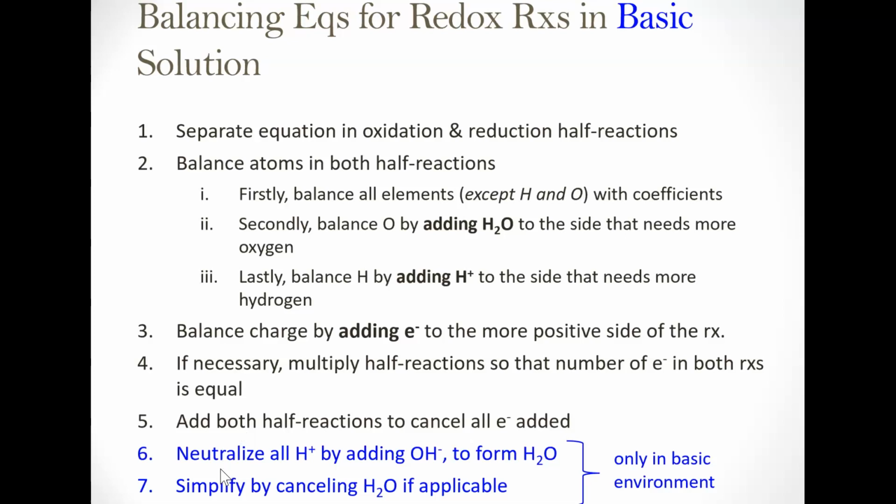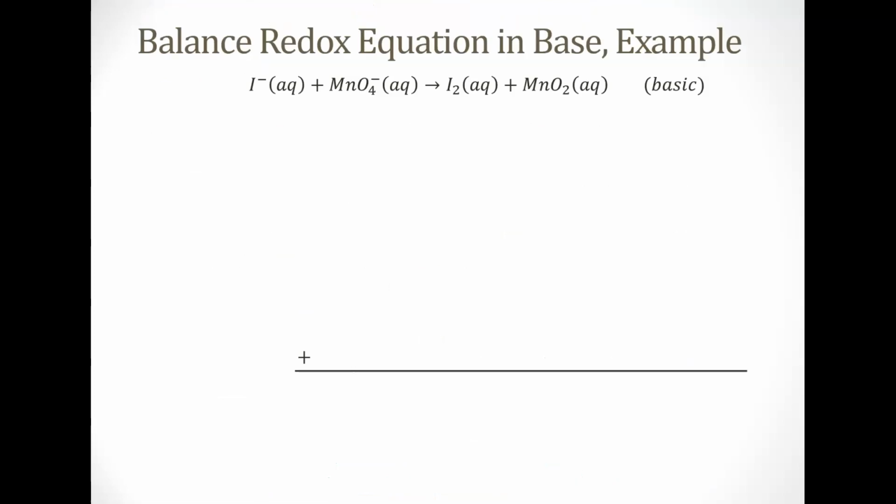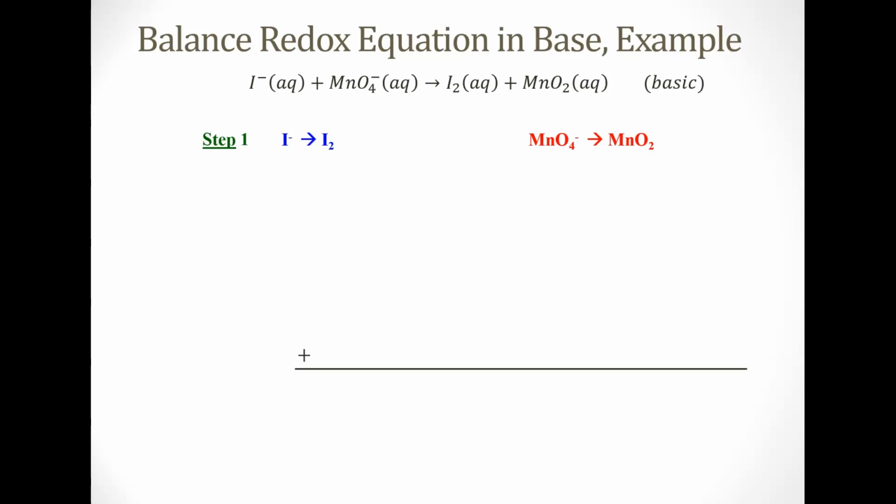If you're in basic solution, we must neutralize all the protons by adding hydroxide to form water. And lastly, we will simplify by canceling water if applicable. Now let's apply the rules. We have an equation. The first thing we should do is split it into 2 half reactions. We have our half reactions. We need to balance the atoms.